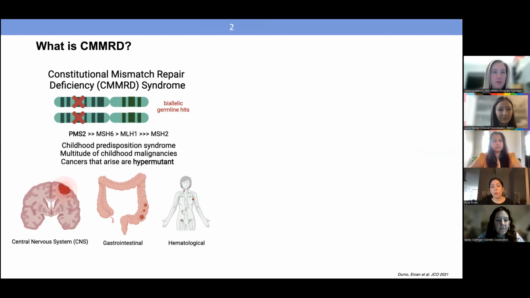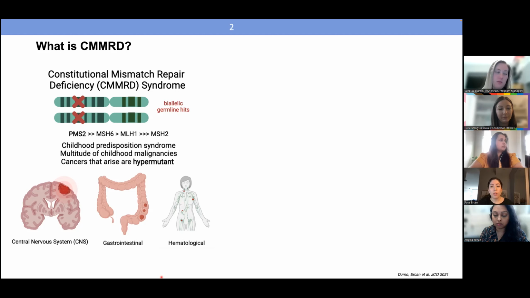So today I'm going to be talking to you about CMMRD. So those are the patients that have inherited biallelic mutations in mismatch repair, meaning that they've inherited 2 copies of mutations in mismatch repair. These patients do not have functional mismatch repair, so that they're at risk of developing different cancers. These are the 4 genes that lead to CMMRD, and they're listed here.